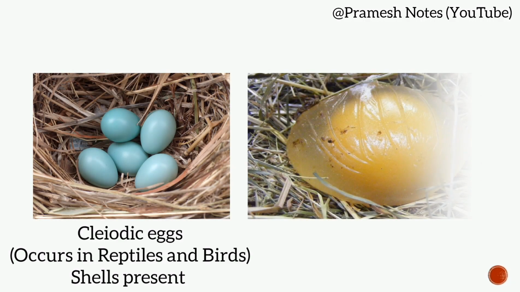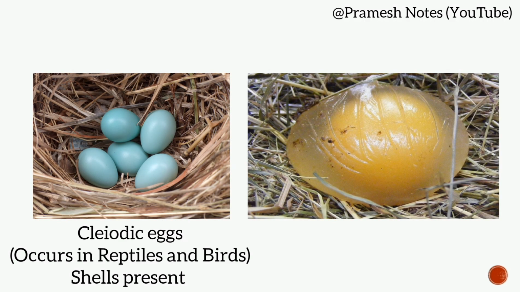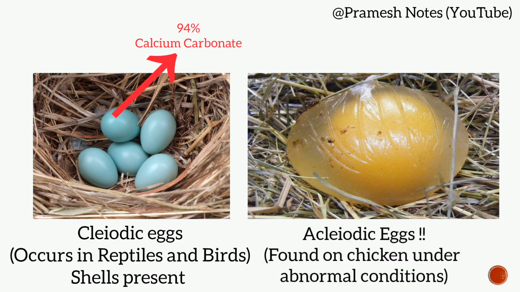Let's learn about shelled eggs. Shelled eggs are those eggs on which a shell is present. These kinds of eggs occur in reptiles and birds to stay insulated from the external environment. 94% of the shell is made of calcium carbonate. Whenever we see eggs without a shell, we call them non-shelled eggs.